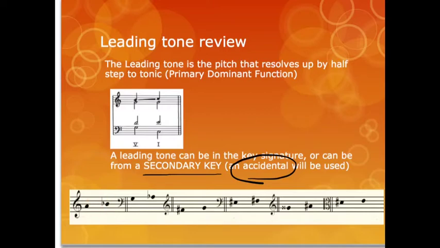So, these are all examples of half-step relationships. A resolving up to B flat, G resolving up to A flat, F sharp resolving up to G, E sharp resolving up to F sharp, G double sharp to A sharp, or an alto clef, yay, alto clef, D sharp up to E. And these can either be from the key signature, or they can be accidentals used from a secondary key. There are other examples of how we might use an accidental outside of the key signature, with which we are already familiar.